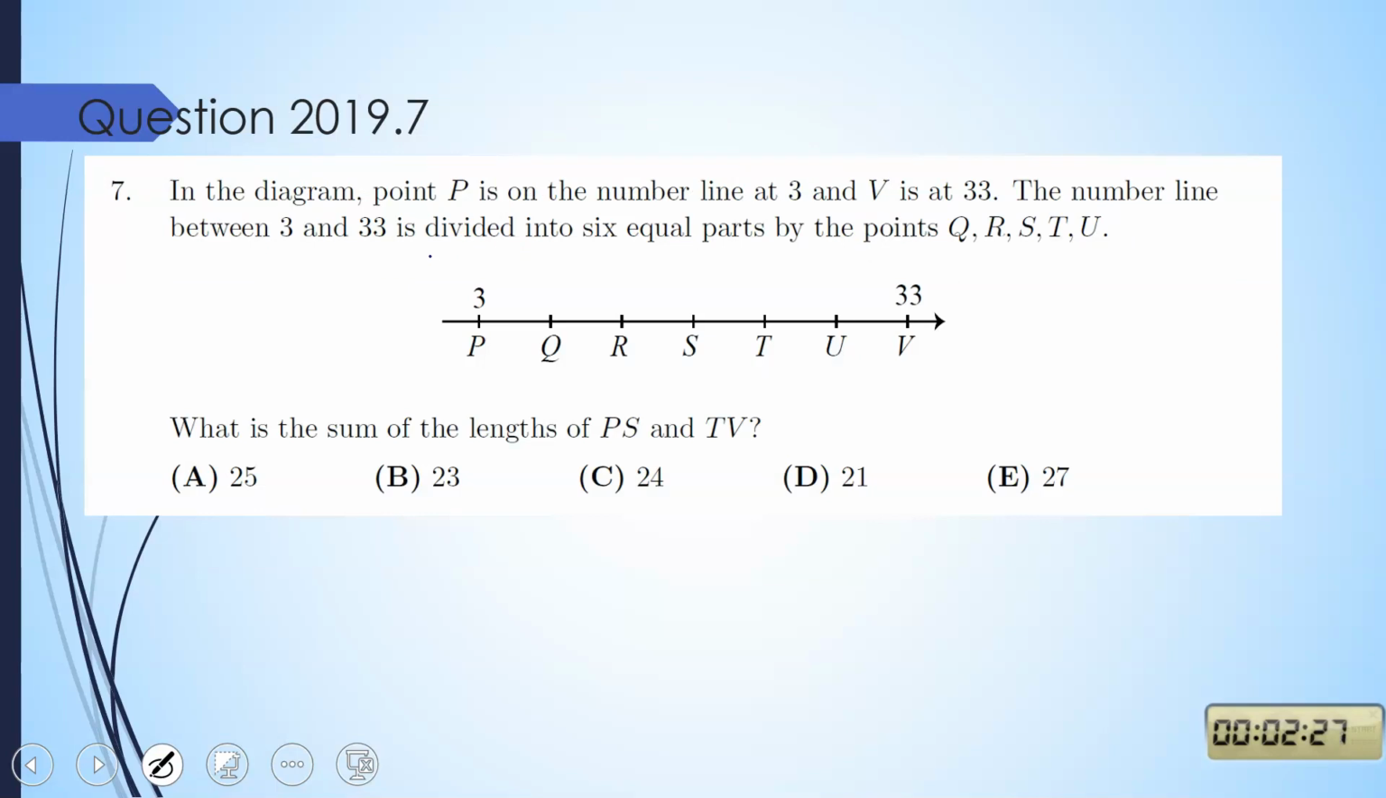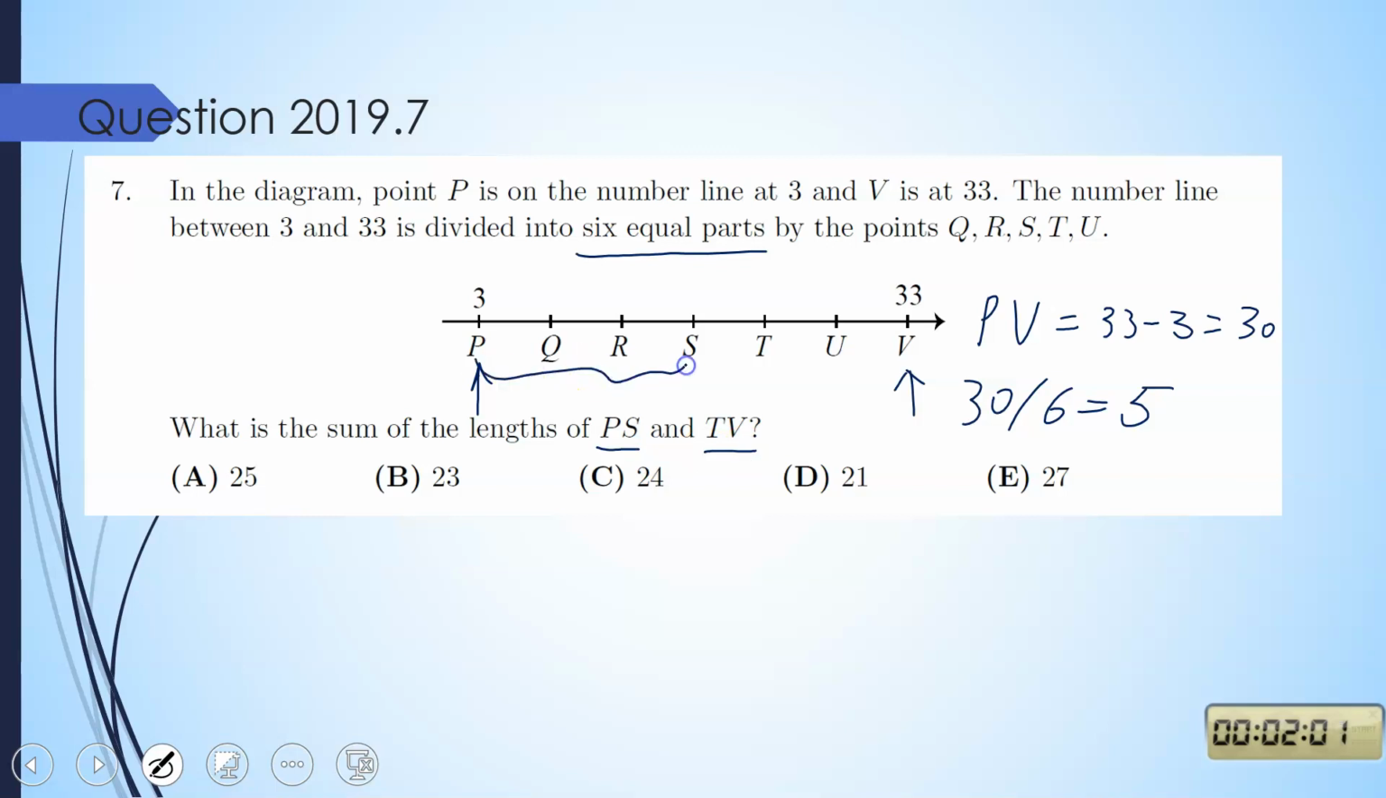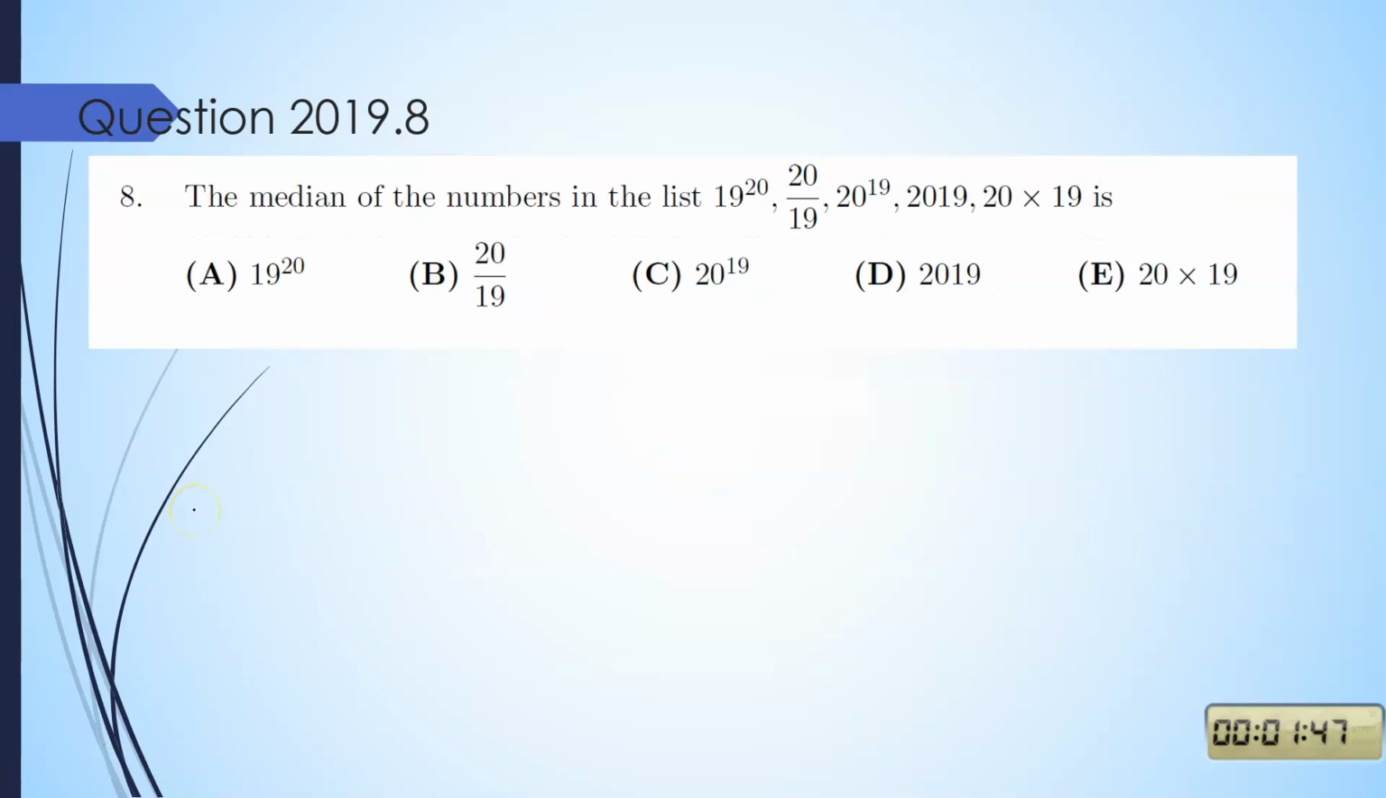Question number 7. In the diagram, point P is on the number line at 3 and V at 33. So the length of PV equals 33 minus 3 equals 30. And then this number line is divided into 6 equal parts. So each part equals 30 divided by 6 equals 5. Then we need to add up the length of PS and TV. That means the total line of 30 minus this missing part. So that's 30 minus 5 equals 25. The answer is A, 25.